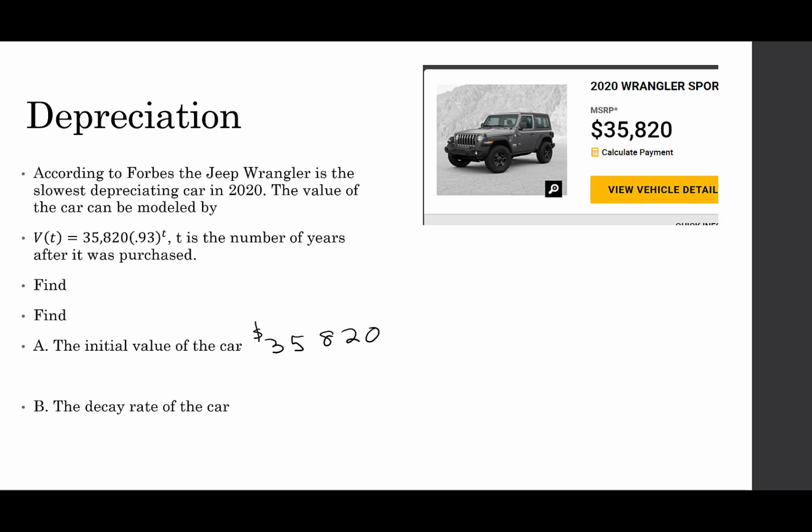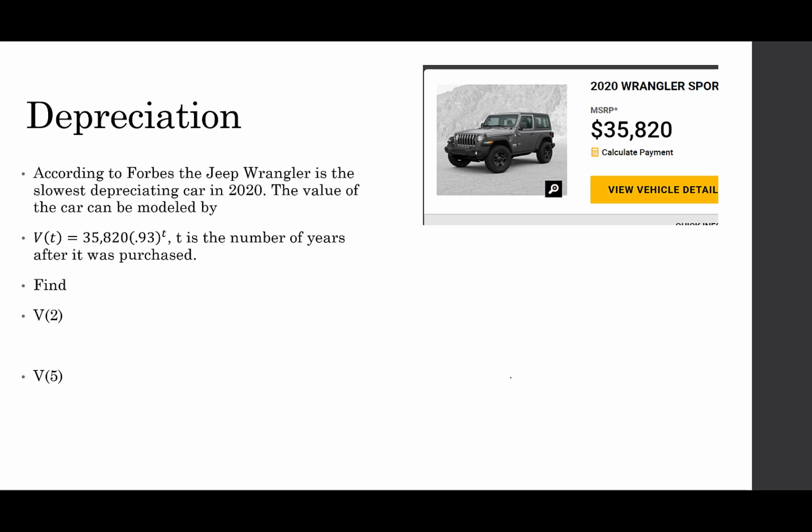Again, this is decaying because that 0.93 is less than 1, so the decay rate is 1 minus 0.93, which is 0.07. This is a 7% decay rate. So we see it's retaining 93% and it's losing 7%. A big difference from our first example. So this time we're going to find V(2) and V(5). So we're going to see what's the value of the Jeep after 2 years, what's the value of the Jeep after 5 years. In 2 years, I have 35,820 times 0.93 squared.